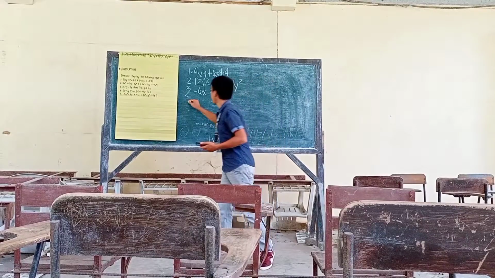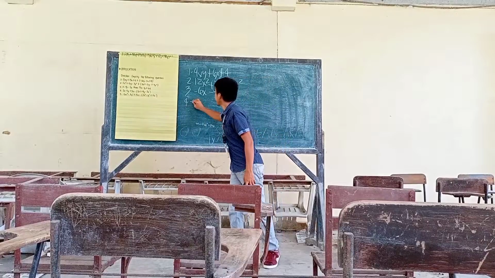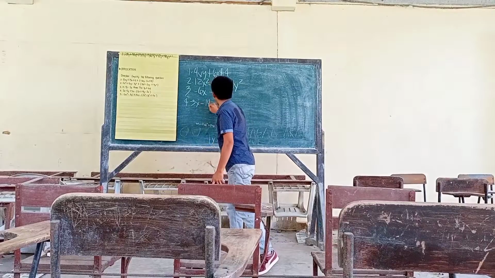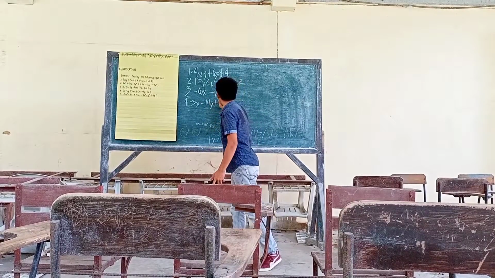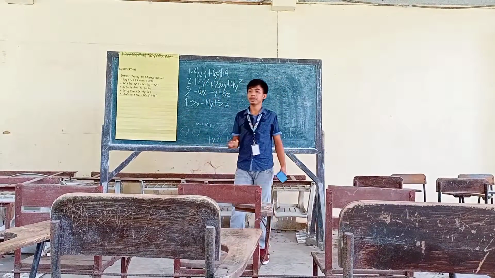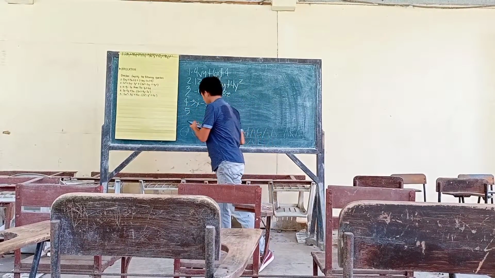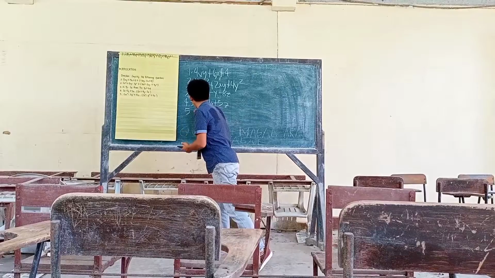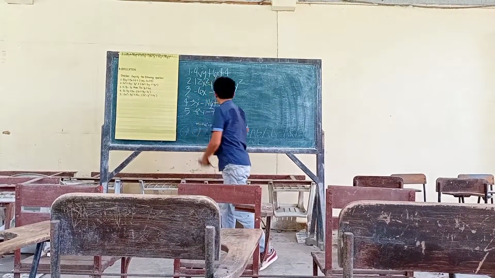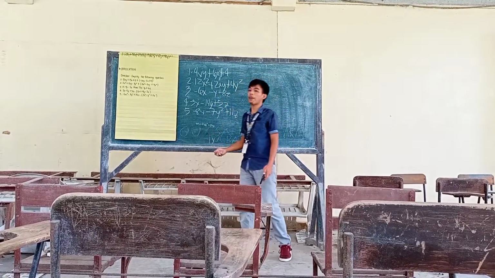Yes, Jay, number 4. The answer number 4 is negative 3x minus 14y plus 5z. What is the answer in the last question? Yes, very good. The answer number 5 is negative 8x minus y squared plus 11z. So this is our answer.